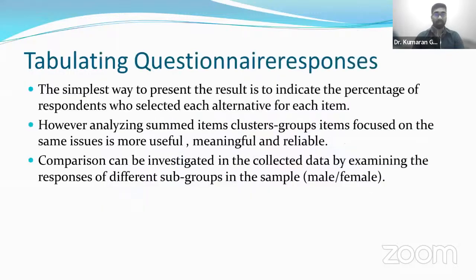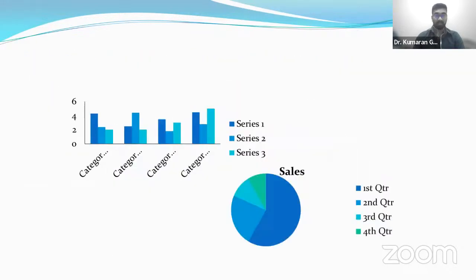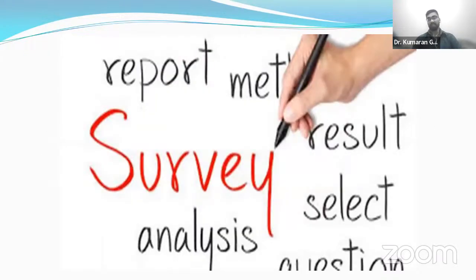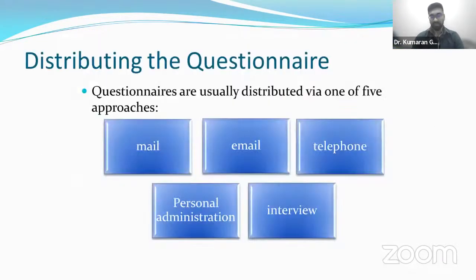So when you see the results, it should be like this. In the descriptive, you can still use percentage, frequency, mean, and so on.